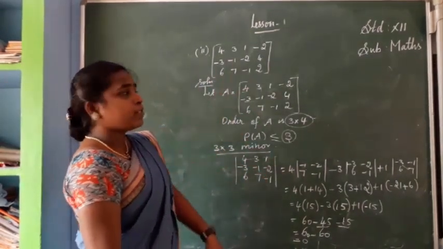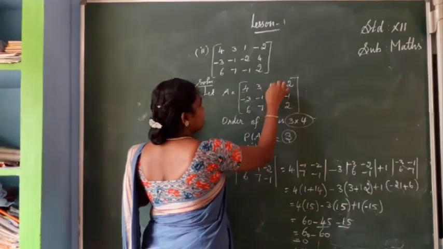Let's see how to move to the second one. So you see 1, 2, 3. This 3 you have taken first.